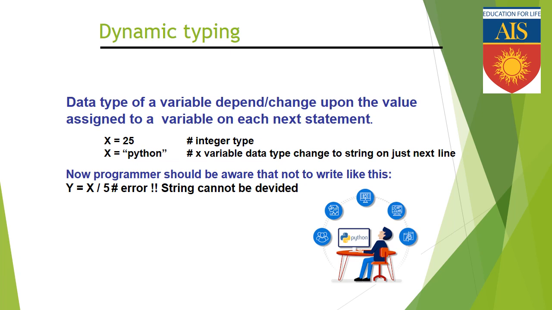Now the programmer should be aware not to write like this: y equal x by 5. It will show an error because lastly we have assigned the x value as Python. The x value right now is not 25. Right now the value of x is Python. So Python means string, and we all know a string cannot be divided by a number. That's why it will show an error message.